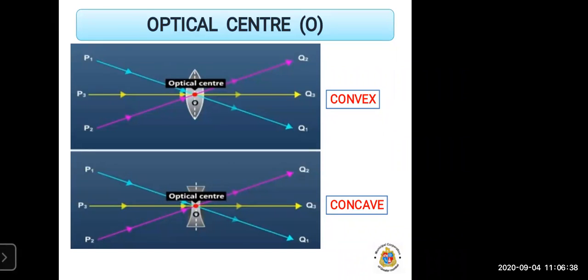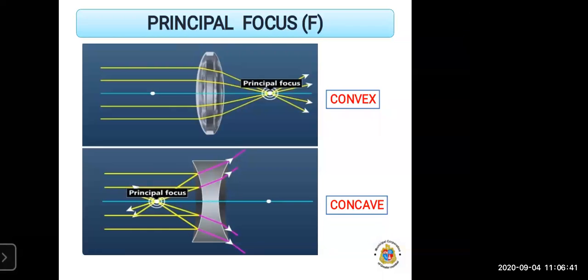Okay, now the next term is principal focus. Now look, students, as I told you, the incident rays pass through the lens and get refracted, right? And when the refracted light rays come together, or converge, or meet together at one point, that is called the principal focus. Okay, so look at the diagram, students, of the convex lens and the concave lens.